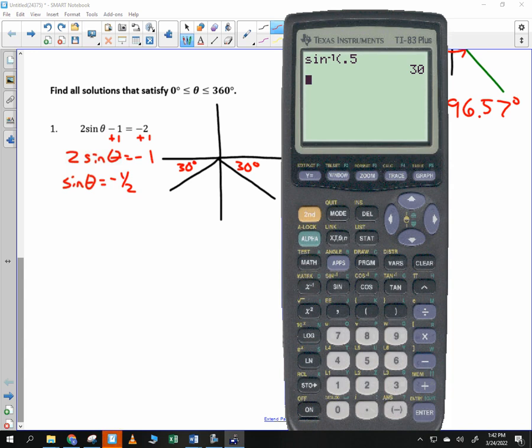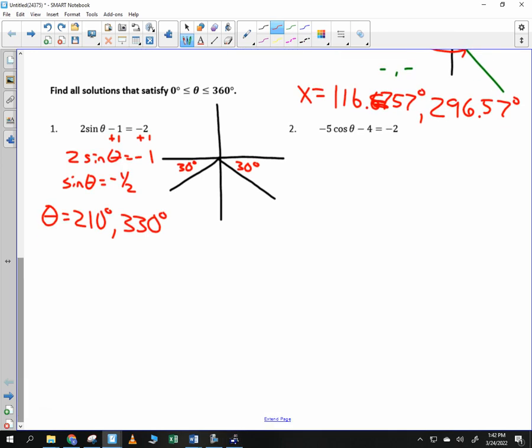Yeah, so it's 180 plus 30 this time, which is 210. 360 minus 30 is 330. So Easton, in this situation, we did go against 180 and 360, but instead of subtracting from 180, we added. It just depends on if it's past 180 or behind 180.